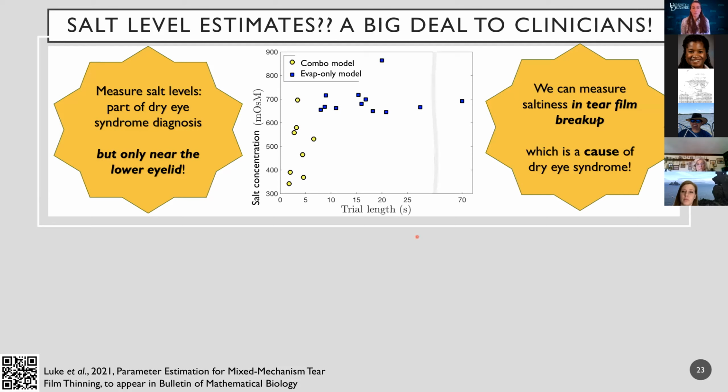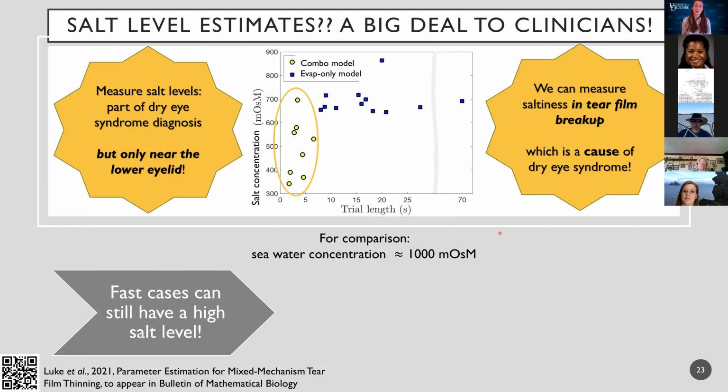So here are our results. We've got the combination model with evaporation and the Marangoni effect, and our evaporation-only model. For reference, you can see our scale of salt concentration on the y-axis here goes up to about 900. We have one data point approaching that. Seawater is about 1,000. So our largest data point here is approaching seawater concentration. That's a very salty tear film.